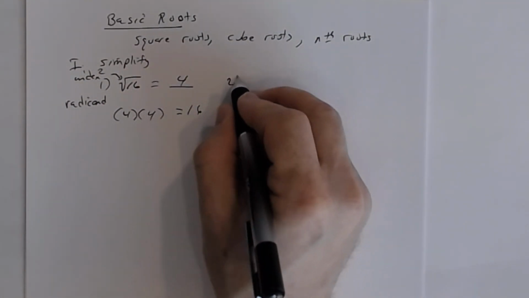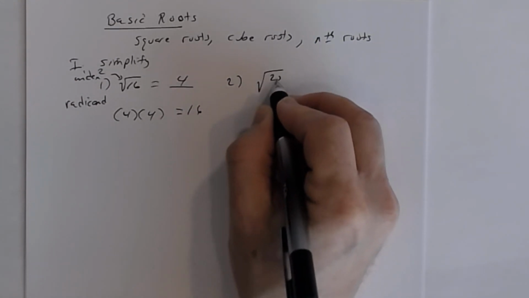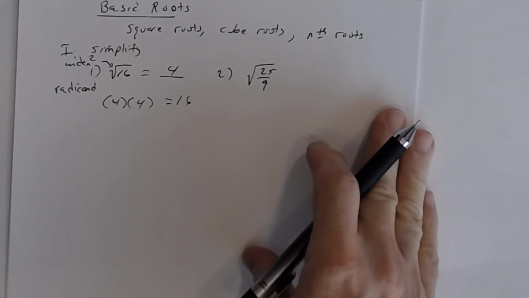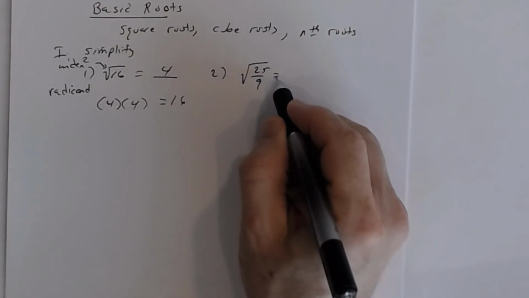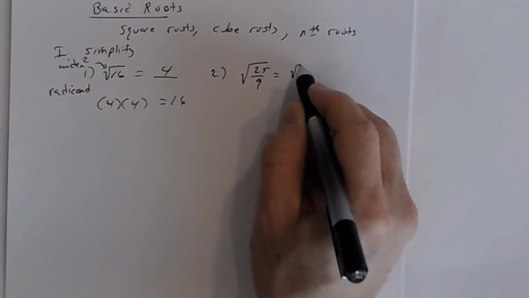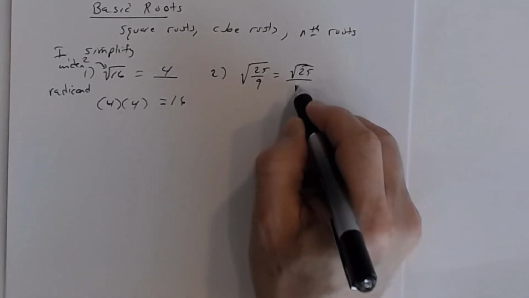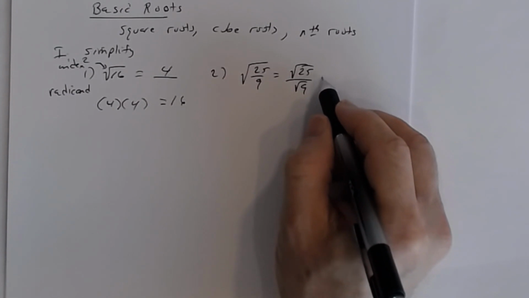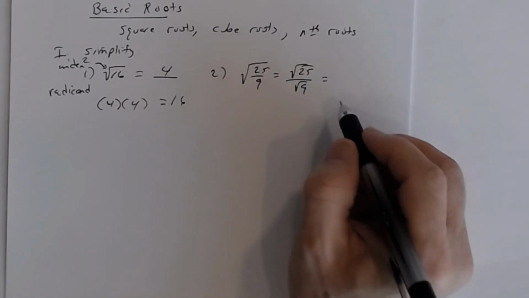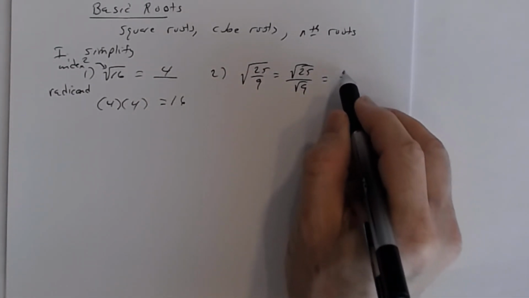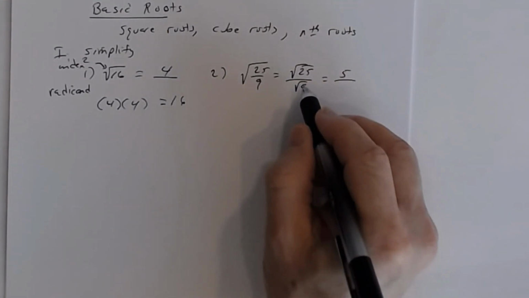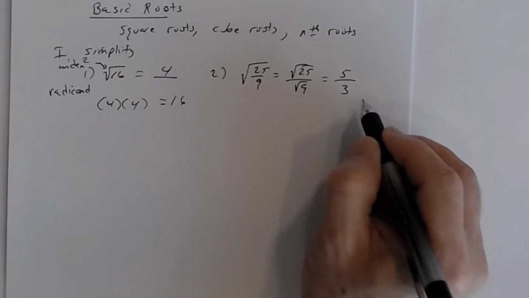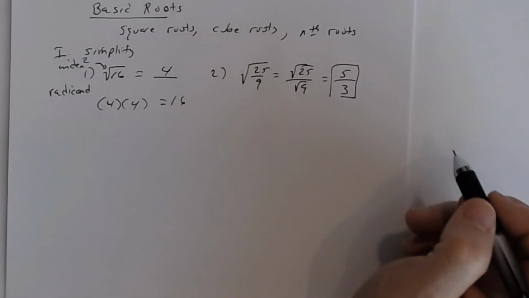All right, number 2, we have the square root of 25 divided by 9. Well, I can rewrite this as the square root of 25 divided by the square root of 9. And the square root of 25, we all know that 5 times 5 is 25, so the square root of 25 is 5. And the square root of 9, 3 times 3 is 9, so the square root of 9 is 3. So the answer is 5/3.